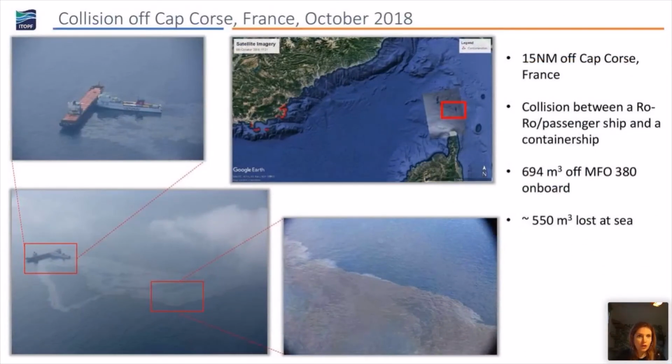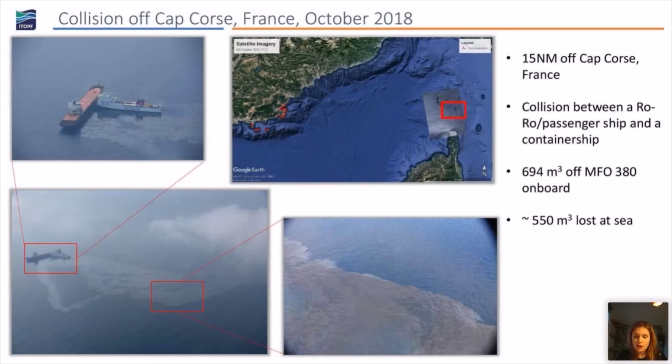You can see on the top left picture the two boats that are almost embedded into each other. The ferry, the white vessel on the right, did not suffer any damage to its fuel oil bunkers, but unfortunately, out of almost 700 cubic meters of MFO380, which is heavy fuel oil, on board the container ship, it was estimated that about 550 cubic meters were lost at sea as a result of this collision.